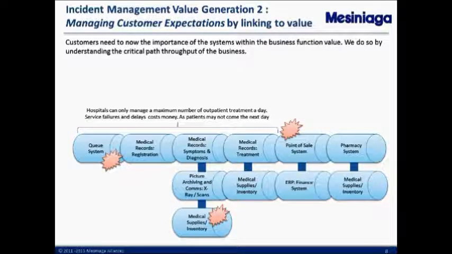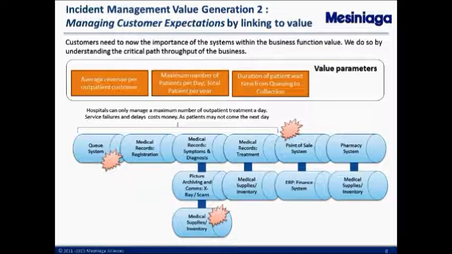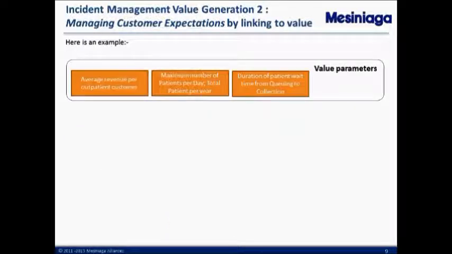And what are those value parameters that we're looking for? Average revenue per outpatient customer, maximum number of patients per day or total patient per year, and duration of patient wait time from queuing to collection. Okay, now to the real world examples. What are the data that needs to be collected?